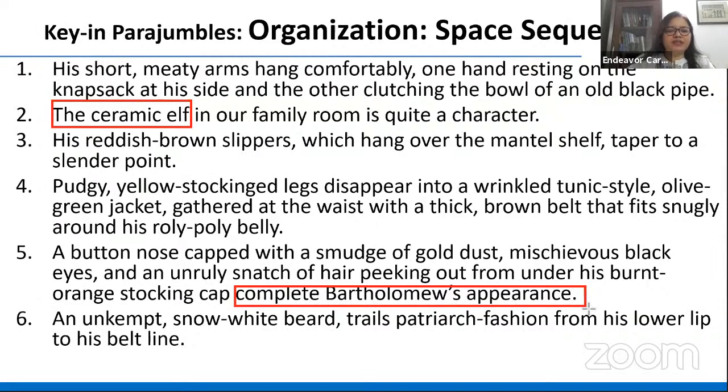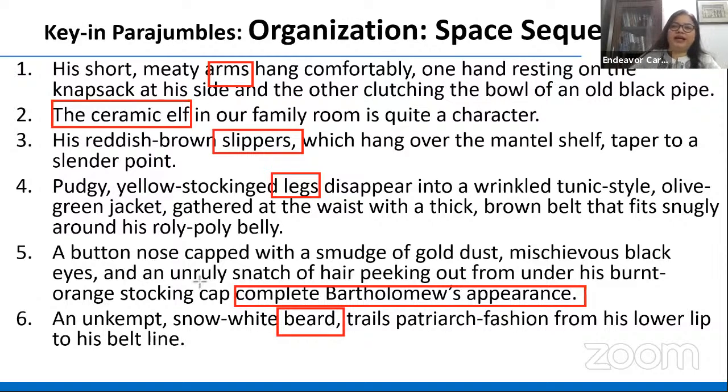But the fifth one gives us one sequence, which is they complete Bartholomew's appearance. So what completes Bartholomew's appearance? The button nose with a smudge of gold dust, mischievous black eyes and unruly snatch of hair. This entire face completes his appearance, which means I'm talking the reverse way, which is I start with the slippers and then I go on to talk about the legs and then the short meaty arms and then the beard and finally come to five.